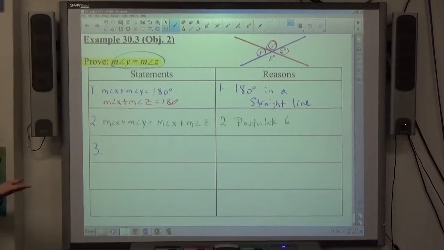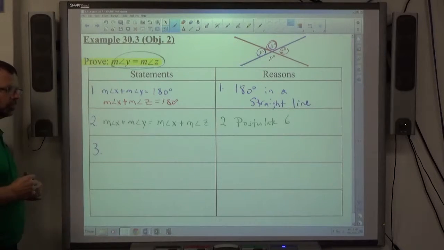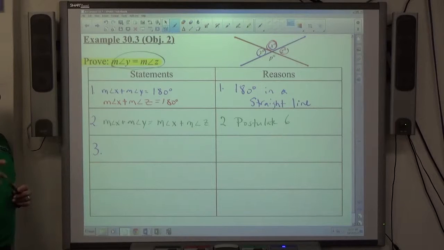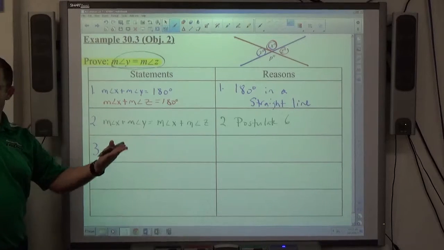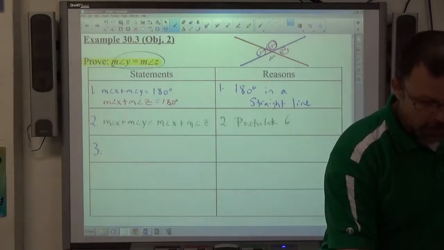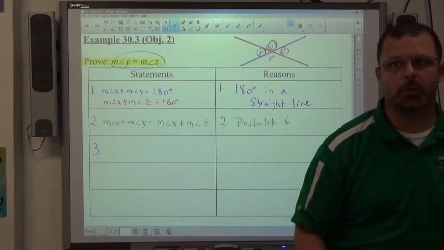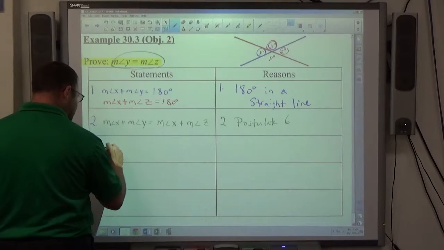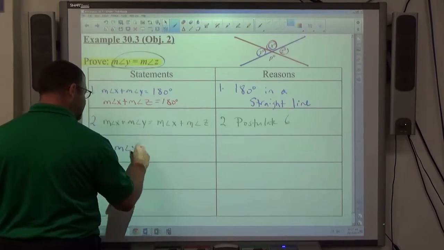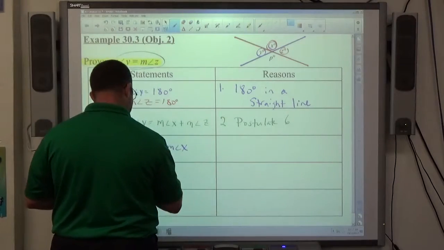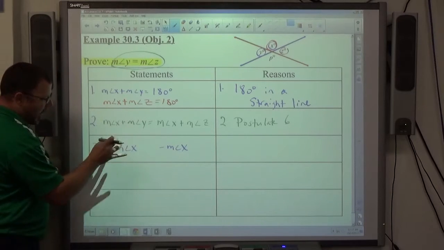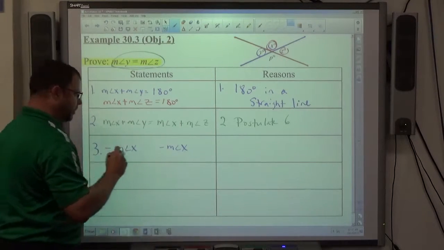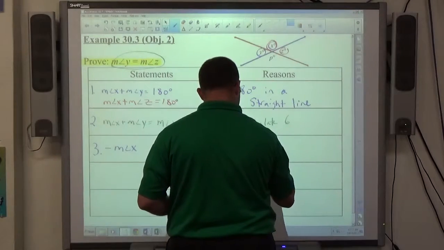We're trying to get y equals z. What's in there that we don't want to be in there? X is in there. We want x to go away. How can we make x go away? Postulate 8. Postulate 8. We don't want x. I want to subtract x from both sides. Postulate 8 tells me very clearly, if equals be subtracted from equals, the remainders are equal. Angle x equals angle x, so I can subtract x from both sides. So I'm going to put minus m angle x, minus m angle x. Alright? That's what step 3 is. I'm subtracting angle x from both sides of the equation. As Braden said, that is postulate 8.